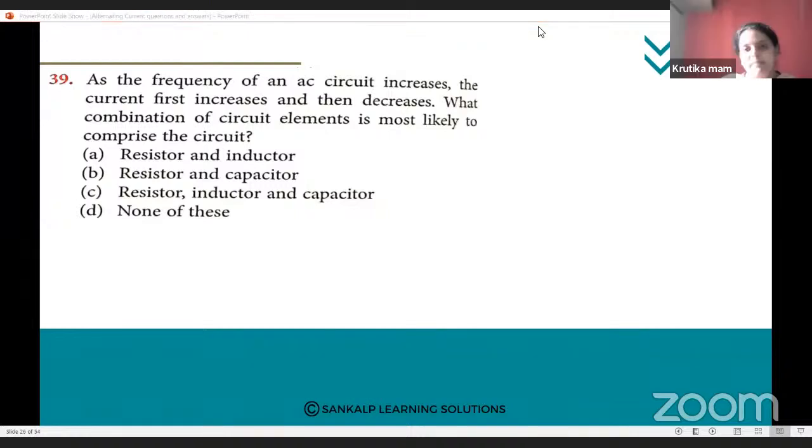The next question. As the frequency of an AC circuit increases, the current first increases and then decreases. What combination of the circuit elements is most likely to comprise the circuit? Has this already been completed or what? No, that is constructed. Okay.